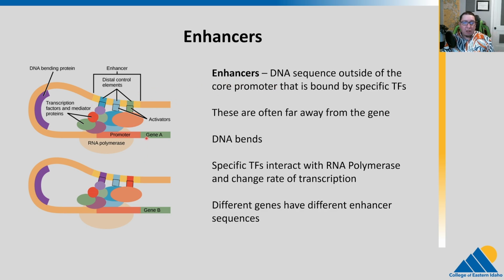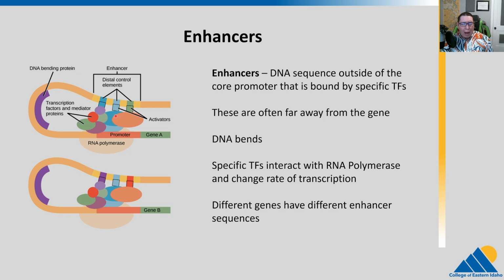So here we have two genes, gene A and gene B. And here's the core promoter here, where RNA polymerase binds with all of the general transcription factors. Then you can see further downstream in the DNA, we have these what we call enhancer regions. They're little bits of DNA that are bound by transcription factors, the specific transcription factors. So these enhancers are far away.